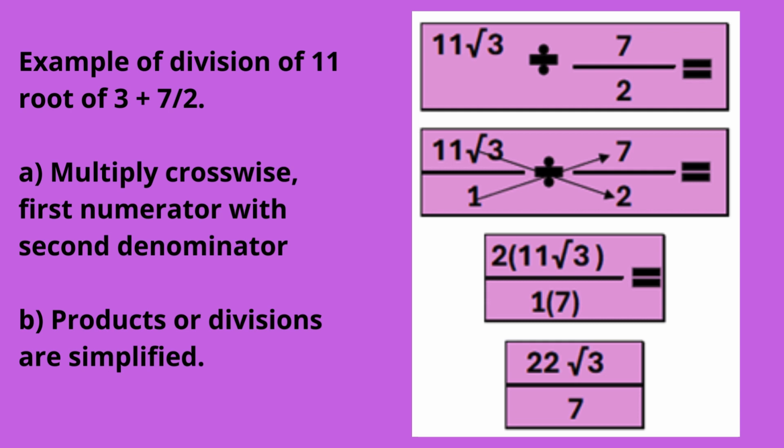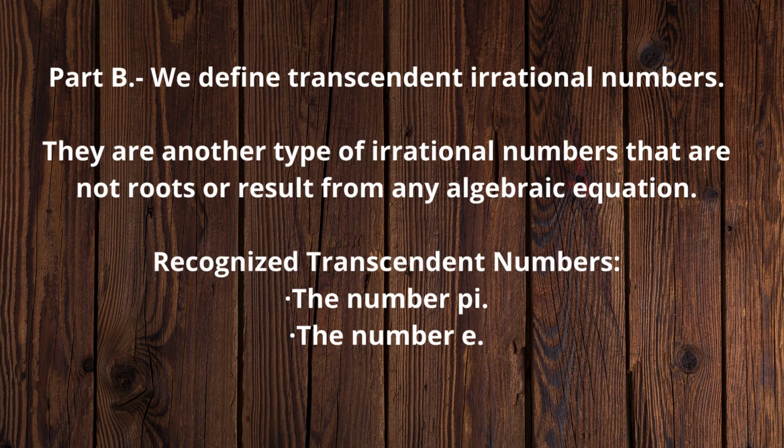B. We define transcendent irrational numbers. They are another type of irrational numbers that are not roots or result from any algebraic equation. Recognize transcendent numbers. The number pi. The number e. The number pi is obtained in 3 steps.